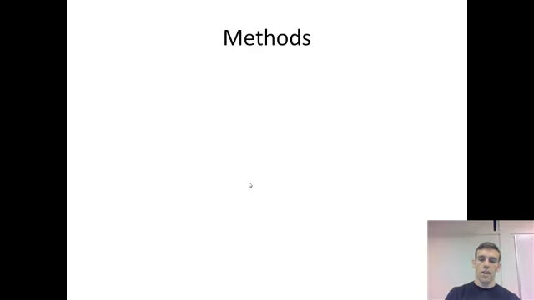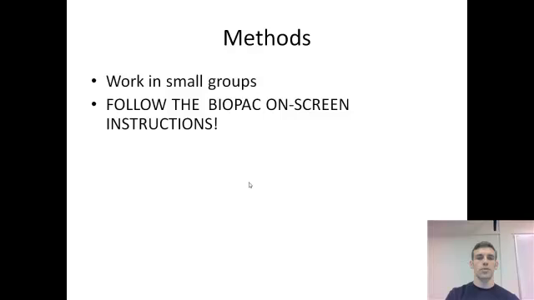Alright, so the methods for this lab, you're going to work in small groups. We're going to have different setups in the lab. We're going to have 6 computers, so we'll have multiple groups. Follow the BioPack on-screen instructions. It's fairly simple. You have to do some calibration with the system, but it's very quick calibration, and then the test is very easy, usually maybe 1 or 2 minutes. If you're just doing the resting portion, it'll be 1 minute. The exercise portion is 2 minutes.